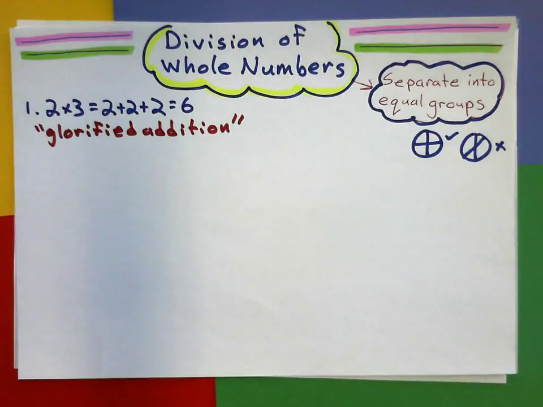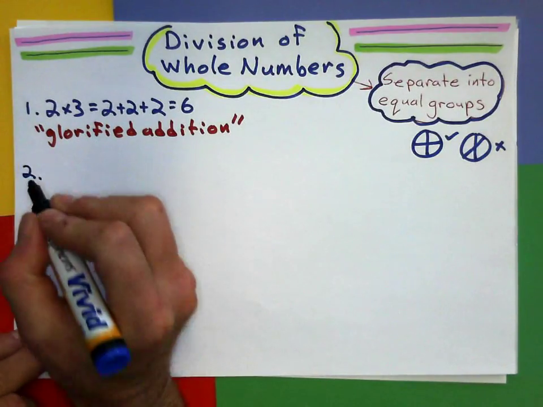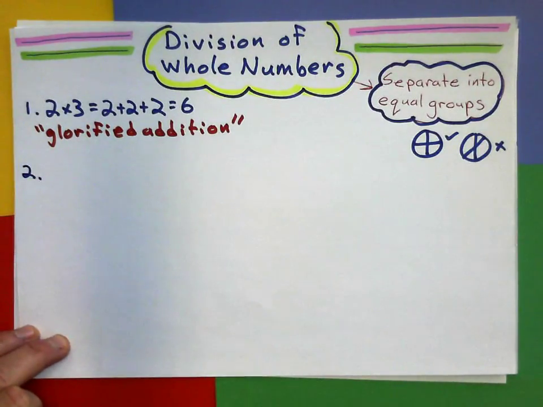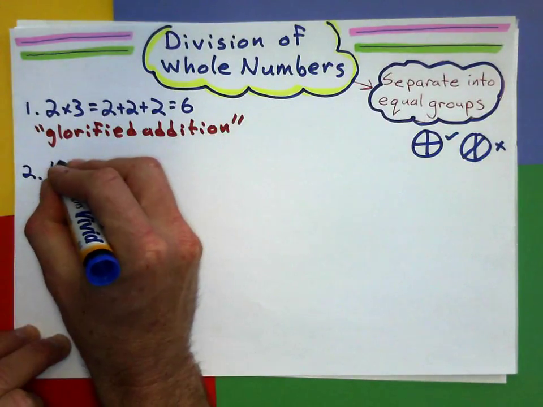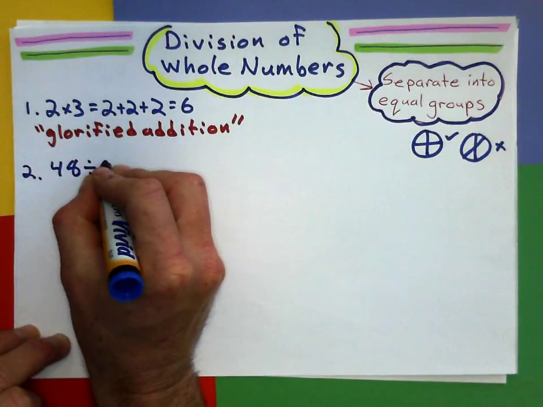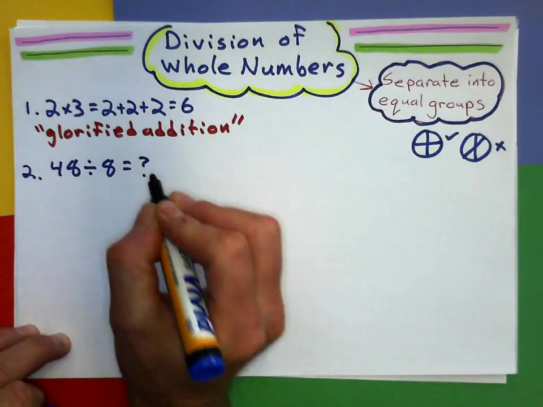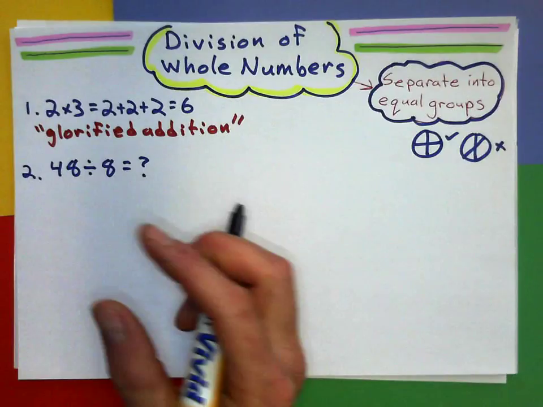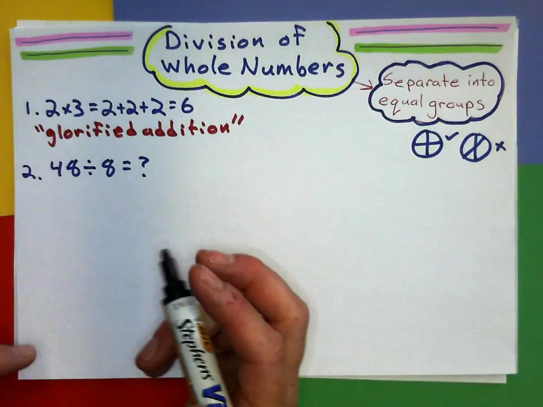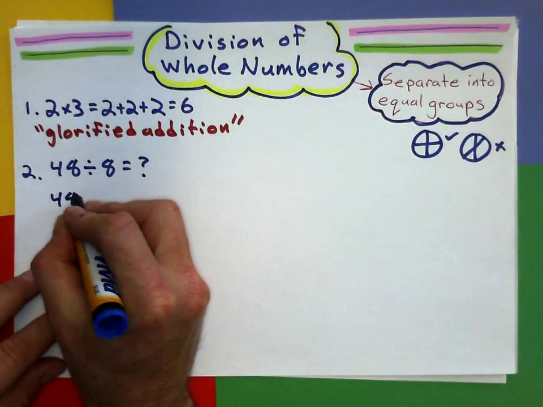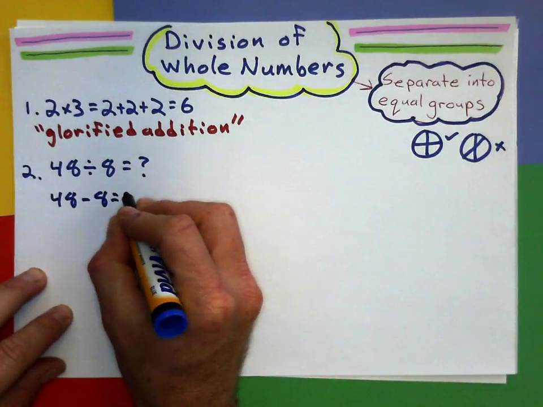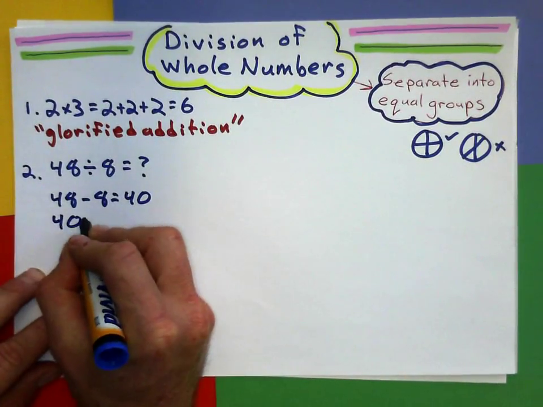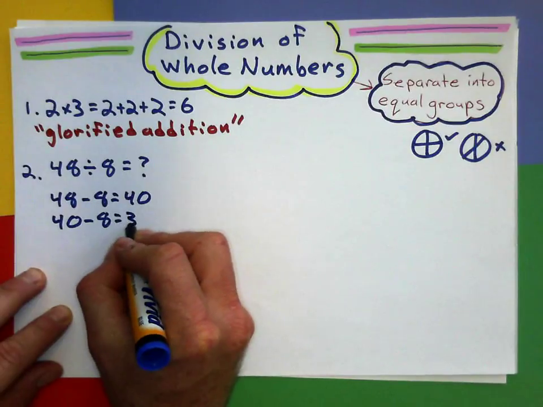Okay, and on that same note, division is going to be glorified subtraction. So if I say something like 48 divided by 8 equals what? What I'm saying is, how many times do I subtract 8 from 48 to get 0? So I say, okay, 48 minus 8 equals 40, and then 40 take away 8 equals 32.